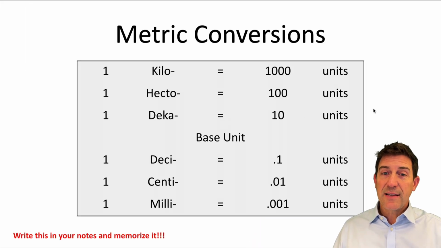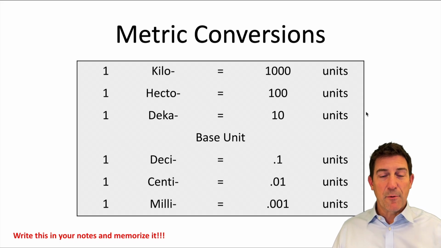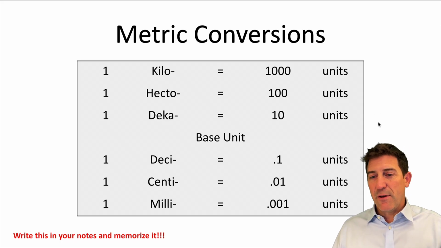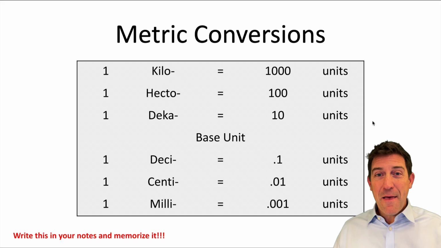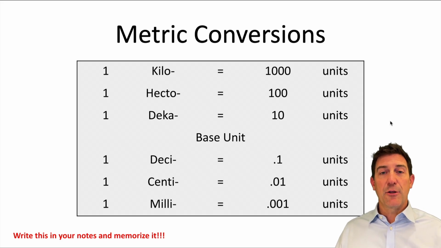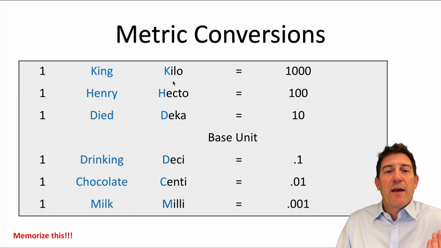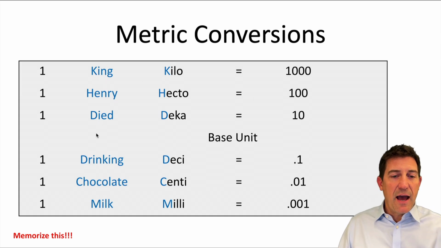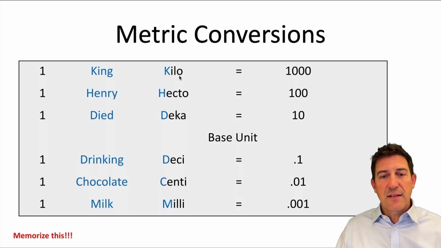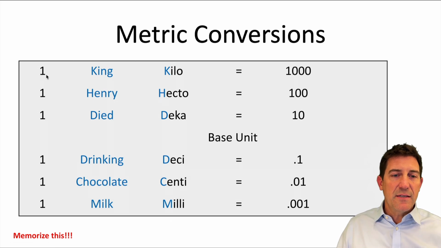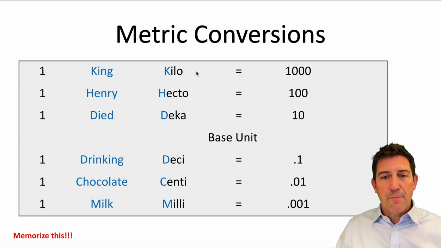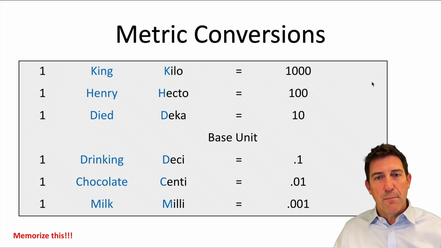Now, in my class, it is required that this needs to be memorized. So I'm going to put it up here. If you live somewhere where you already use metrics, this is intuitive to you. But here, where we live in America, metrics is something that really has to be learned. For memorizing this simple chart, I memorize it this way with a mnemonic. King Henry died drinking chocolate milk. That stands for the kilo, the hecto, the deca, the deci, the centi, and the milli. Really what that means is 1 kilo something is equal to 1,000 of the base unit.